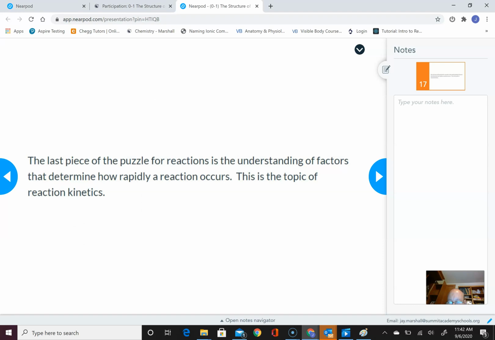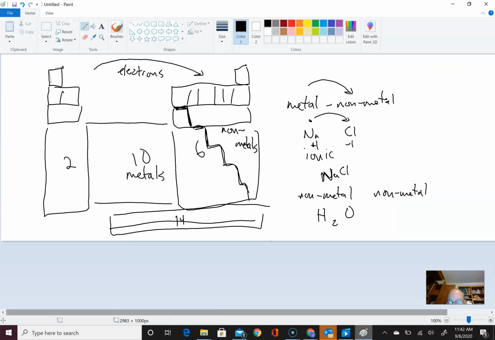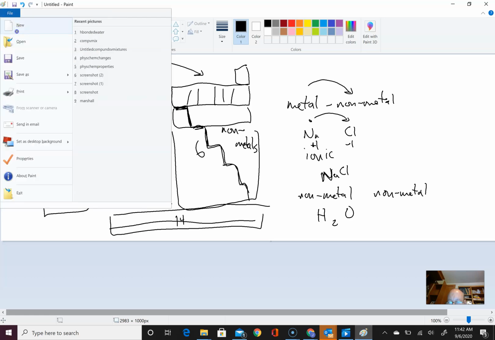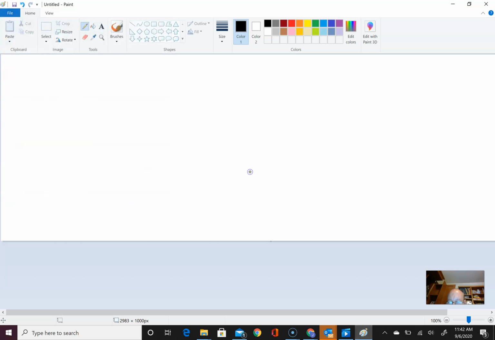So let's go back to Paint here. Open a new thing here. And so we talk about particles reacting. So if I've got a particle of oxygen and another particle of oxygen and a particle of carbon, so I've got atoms of these things, and they need to combine to form carbon dioxide.